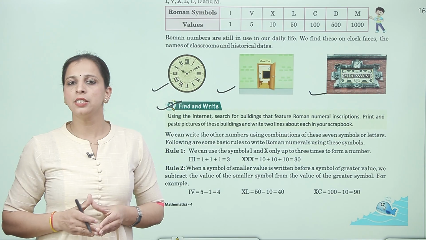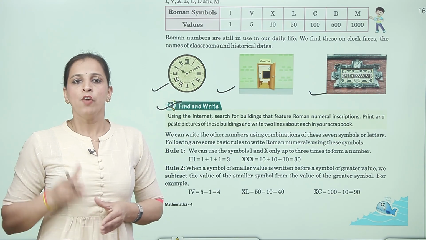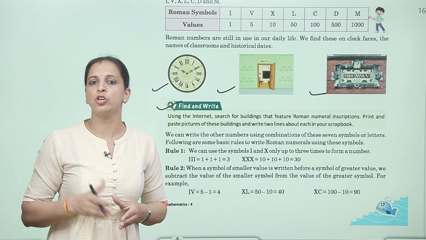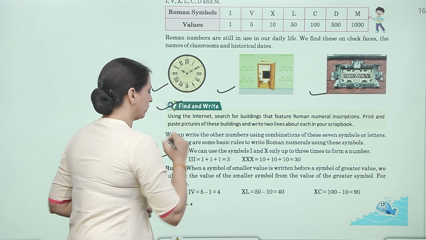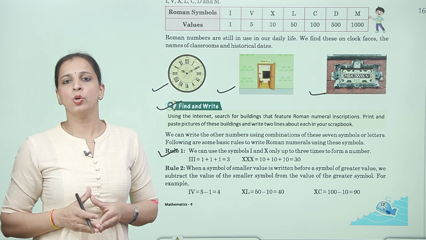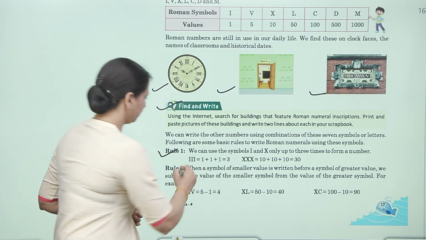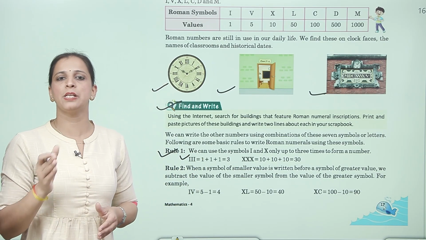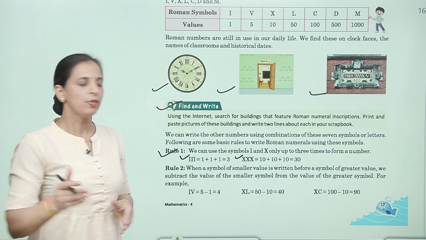We can write the other numbers using combinations of these 7 symbols or letters. Following are some basic rules to write Roman numerals using these symbols. Now, rule 1. We can use the symbol I and X only up to 3 times to form a number. 3 times I is 1 plus 1 plus 1 is 3. 3 times X is 10 plus 10 plus 10 is equal to 30. Now, rule 2.